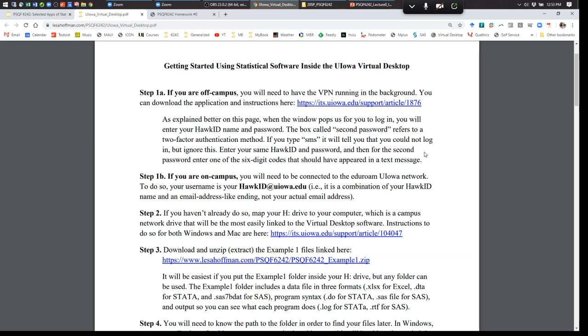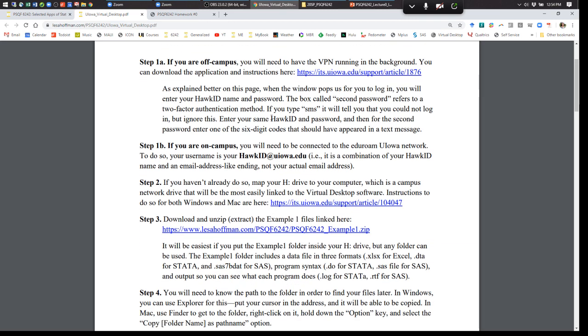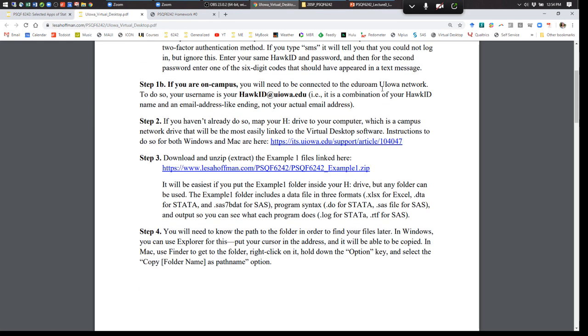So I tried to provide links to places that discuss how to do those things, but they include getting the virtual private network software, Iowa Anywhere or something like that, running in the background. They recently converted this over to two-factor authentication, which took me a minute to figure out, so I have instructions here on how you can hack that. You have to be connected to EduRoam on campus, not the guest network. And connecting to that is a combination of your Hawk ID and an email-like extension, but it's not your email address, because that would be too straightforward.